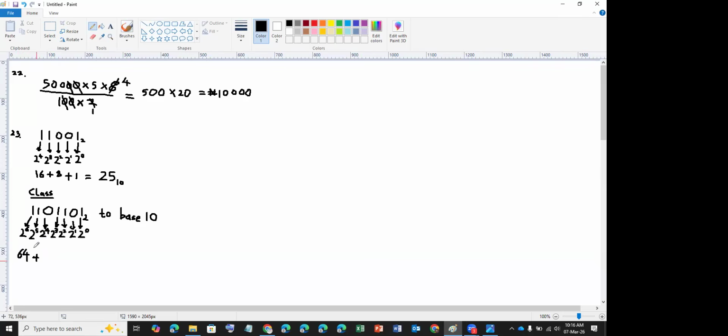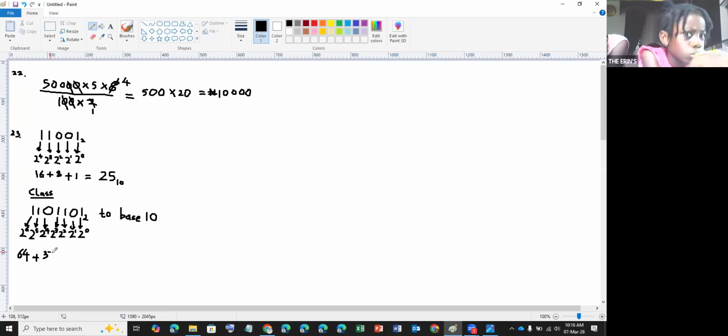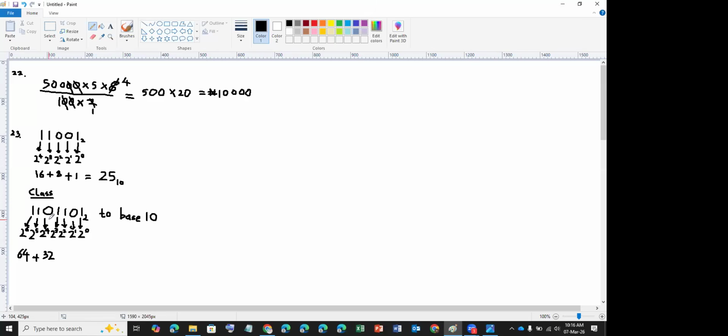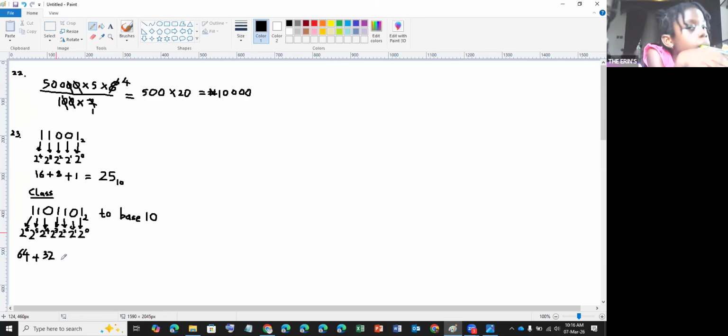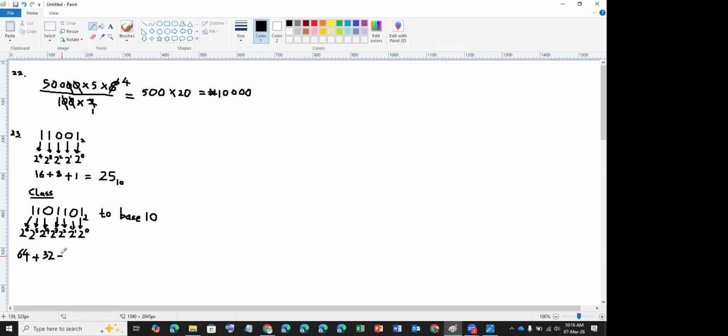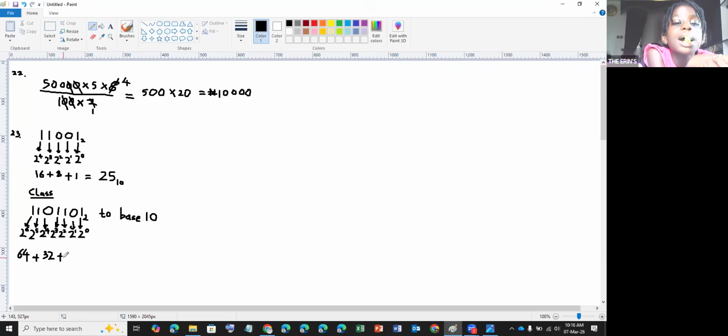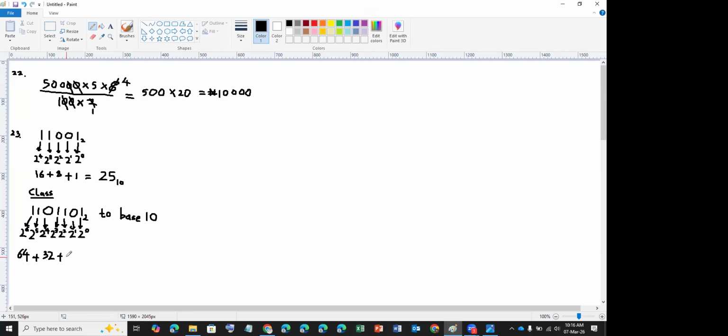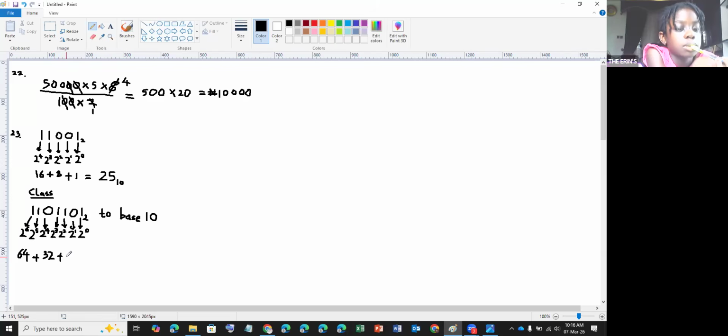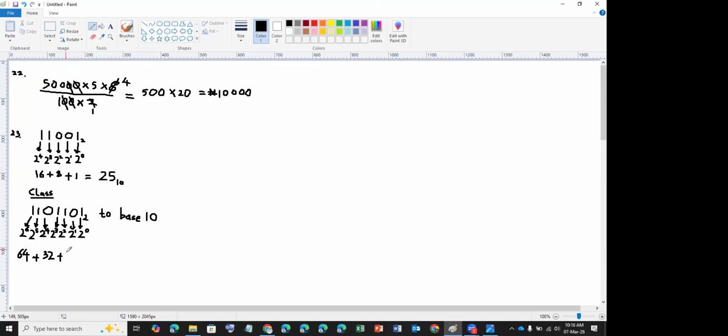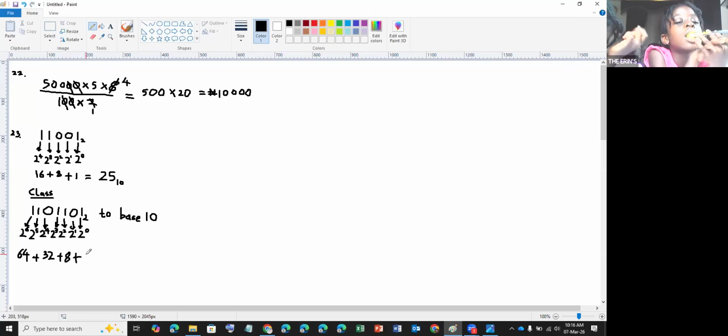Plus what? 2 raised to power 5, I'm already giving you the answer. It is 32. 2 raised to power 4, ignore it because you are multiplying by 0. But just as an exercise, 2 raised to power 4 is what? 16, isn't it? Yes. 2 raised to power 3 is what? 8. Thank you very much. Then the next one is 2 raised to power 2. 2 raised to power 2 is 4.